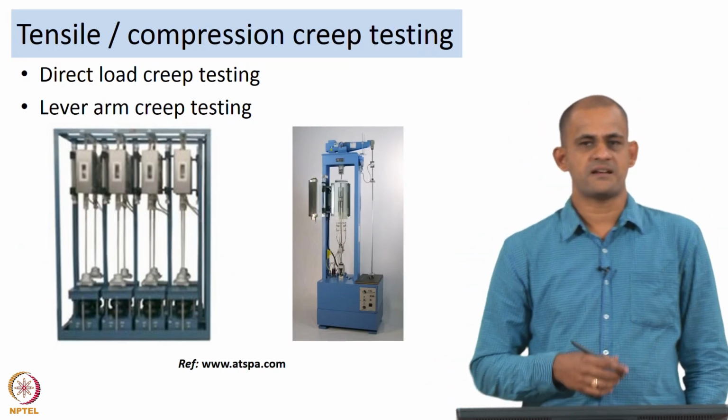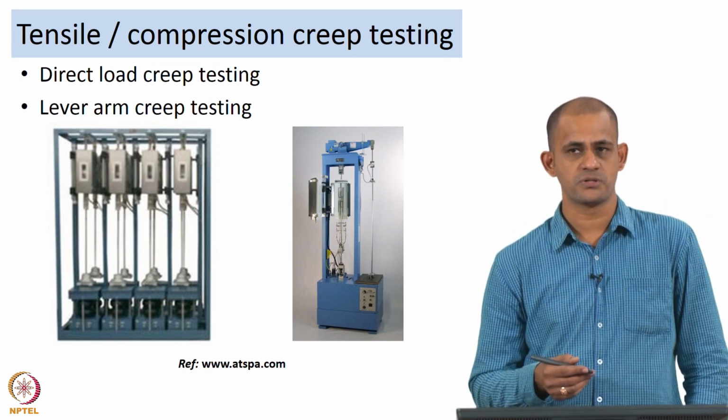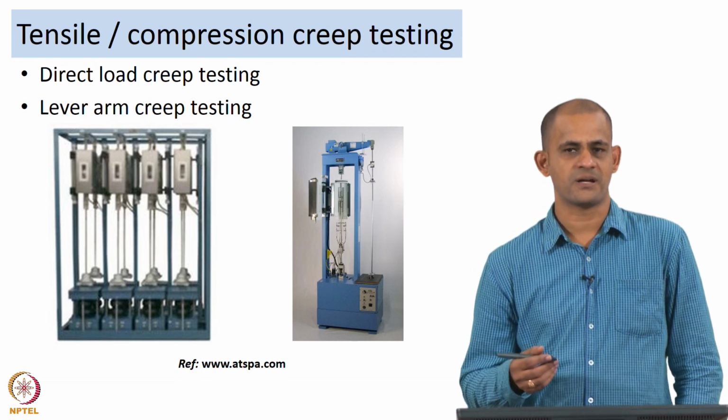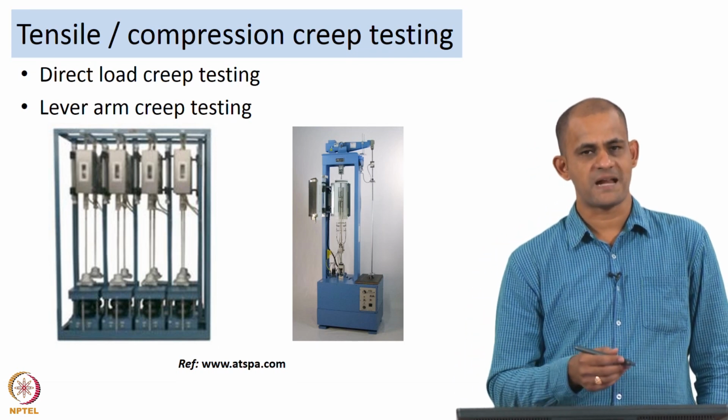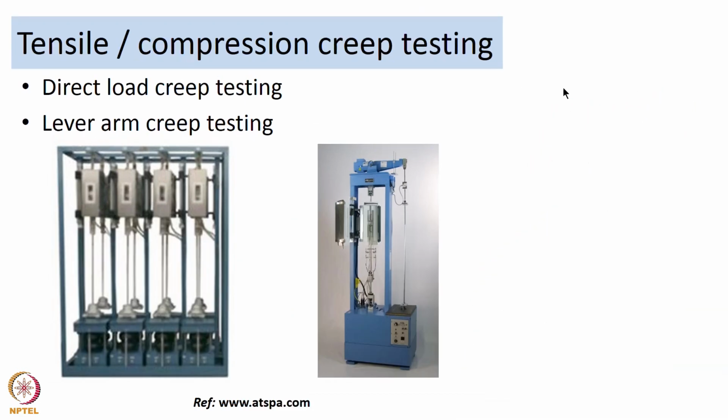Now, coming to tensile or compression creep testing methods. These are the types of load frames that you can use. You could use the direct load creep testing method, where you take your sample and apply the load you are interested in directly onto the sample. If you want to do your test at 100 newtons, then you directly apply 100 newtons to your sample. Whereas, in the lever arm creep testing method, the load is not directly applied; it is transmitted through a lever arm.